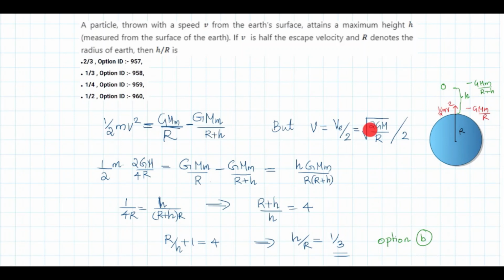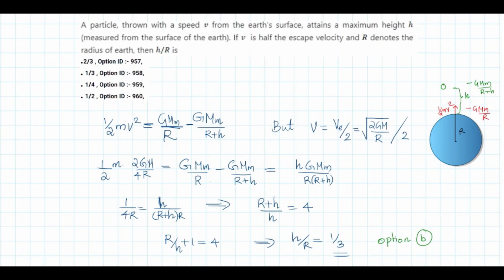But the initial velocity is given as half of escape velocity. Escape velocity is given by square root of 2GM by r, where r is the radius of the Earth, G is the gravitational constant, and M is the mass of Earth. So you can substitute for this v square as ve square divided by 4, and it becomes 2GM by 4r. So the left hand side becomes half m into 2GM by 4r. The right hand side is GMm by r minus GMm by r plus h.